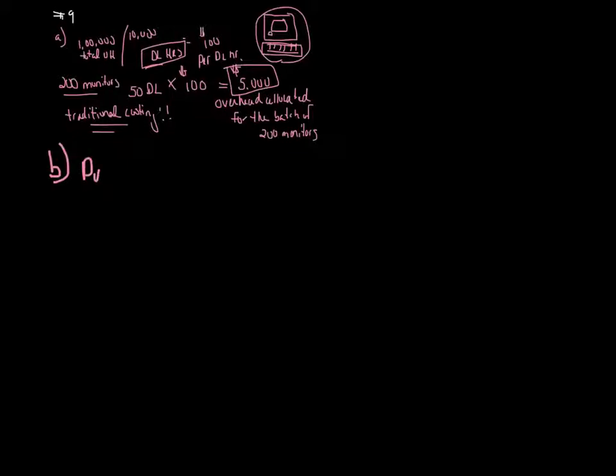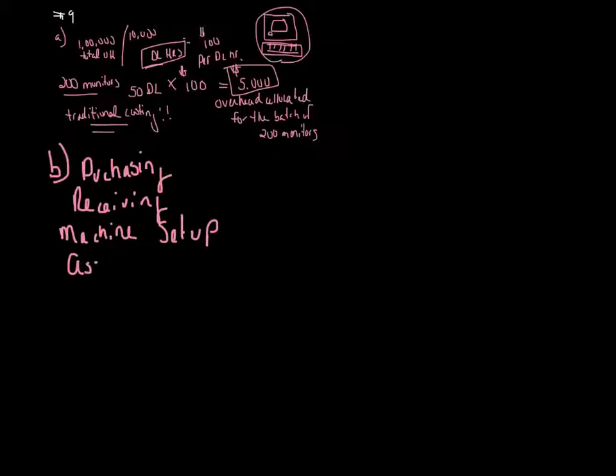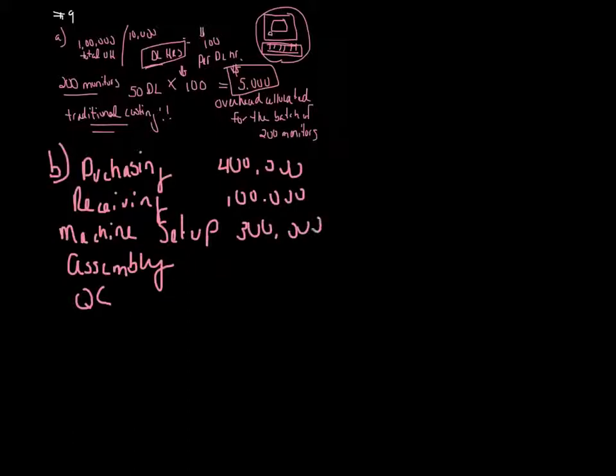We have purchasing, we have receiving, we have machine setup, we have assembly, we also have quality control, and then they give us the total cost of overhead. 400,000, 100,000, 300,000, 125,000, 75,000.